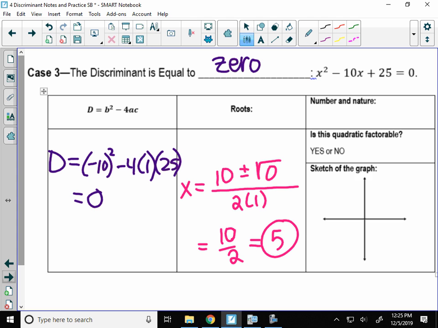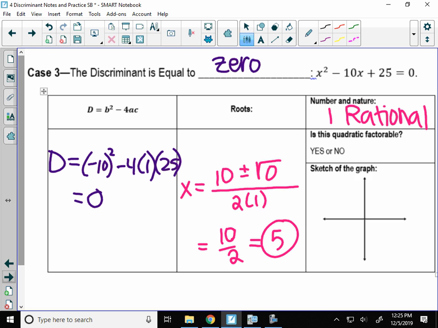Well, what do you think the number and nature of roots is here? One rational. Now, I will tell you, technically speaking, there are 2 roots there, but we don't know about that yet. We're going to learn that later in the year. So for now, we'll say it's 1 rational, but it's actually called a double root. There's something called multiplicities of roots, which we'll do in the spring. But for now, we can say there's 1 rational root.